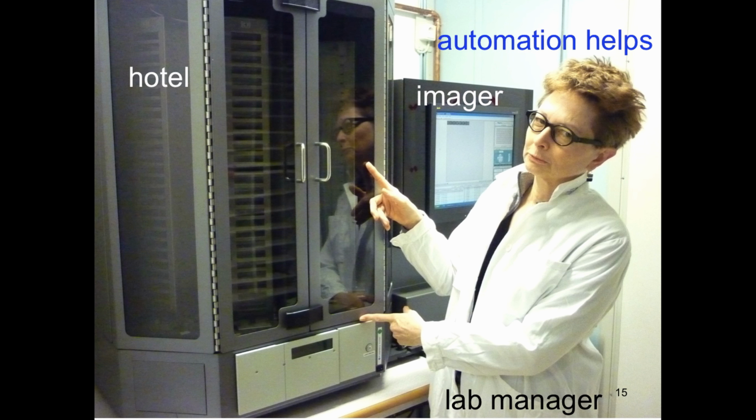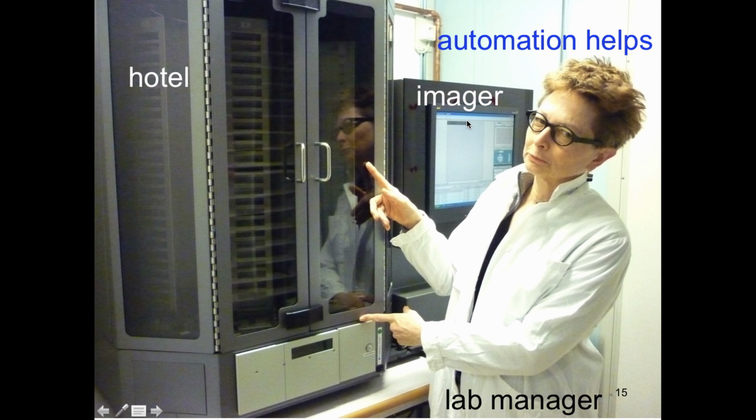Nowadays we have automation to help us with this screening problem. Here I'm showing our crystallization hotel. This is where we barcode the plates and stack them into this hotel, which has an automated robot arm to put them on a regular schedule into the imager, which you see there behind me. Here's the imager.